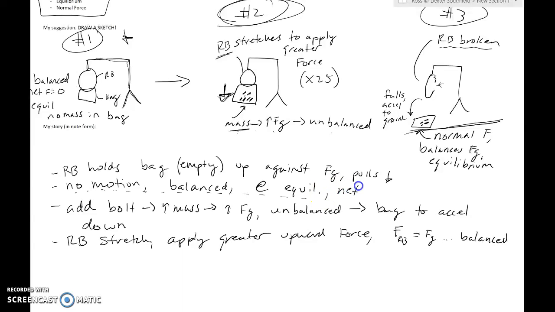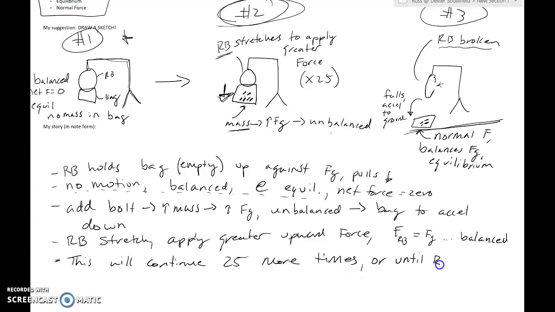Let's add that one here. Net force equals 0. Right? You can talk about all those things again. And then you can say even something as simple as, this will continue 25 more times. Right? There's no need to describe it 25 more times. You can just say this will continue 25 more times, or until the rubber band breaks.